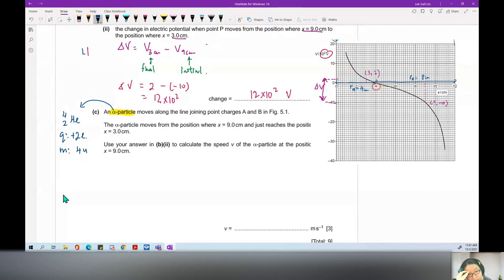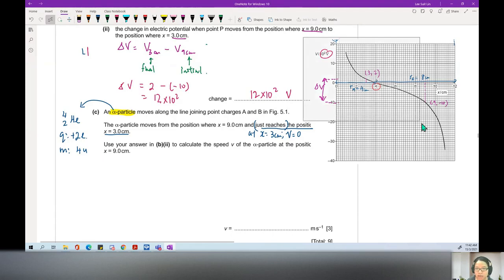Okay, so our alpha particle is going to move from 9 cm and just reaches the position x equal to 3 cm. Just reaches. That means at x equal to 3 cm, the velocity of your alpha is 0. Don't be confused between velocity and potential difference. They are not the same thing.